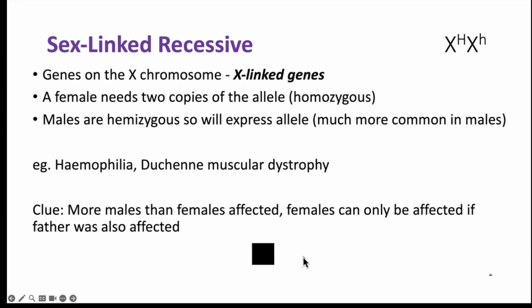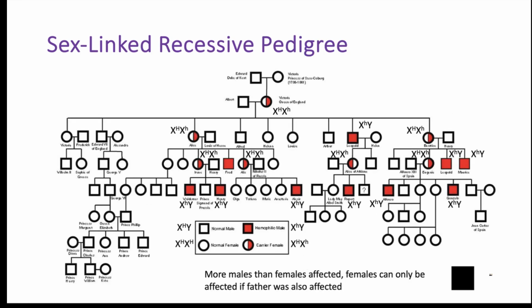So here's an example for haemophilia, and this is actually the British royal family, because they have haemophilia in their family. If we scan through, we can see it's only the males that are affected. Here it does actually show you who the carriers are, and the carriers are illustrated by colouring in half of the circle.